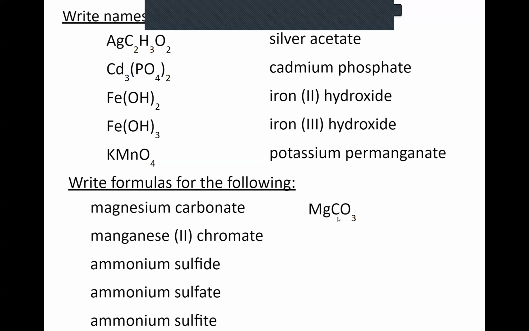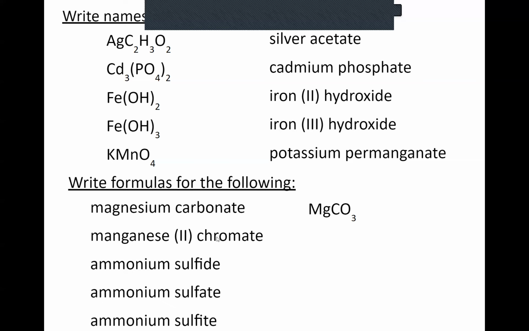Next one, manganese 2. If you look up manganese on your periodic table, you'll see that it's a transition metal. It's element number 25. It's not one of those 3 special transition metals, zinc, cadmium, and silver, that do not carry Roman numerals. This one needs a Roman numeral. So that Roman numeral 2 tells me that the manganese charge was a 2+.